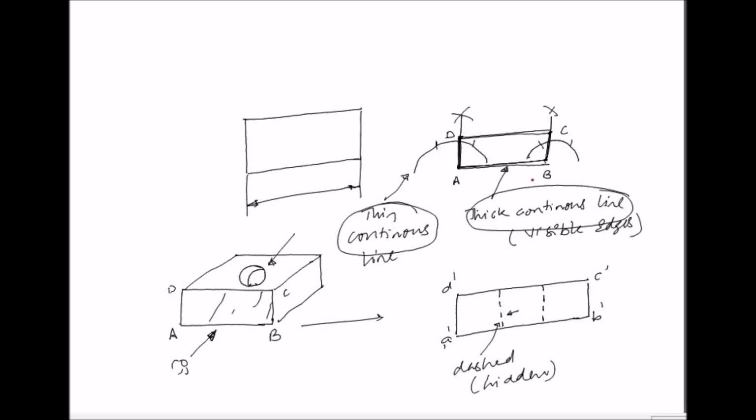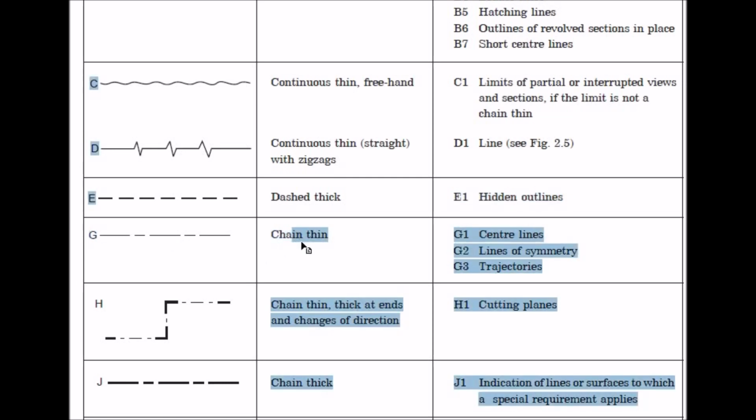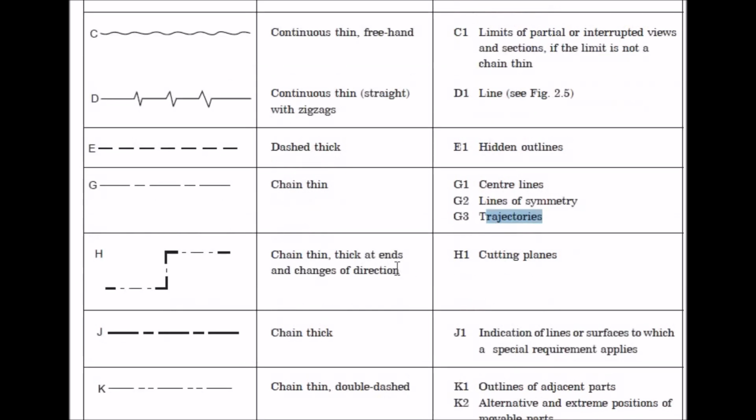Whereas we use a continuous thick line to show visible edges, and we use a continuous thin line to show constructional lines or any other lines that support the main drawing. These are the three lines which you come across mostly in your first year of drawing. Next, you have something called the chain line. You can see here line G, chain thin line. It is used to draw center lines, lines of symmetry, trajectories, and so on.